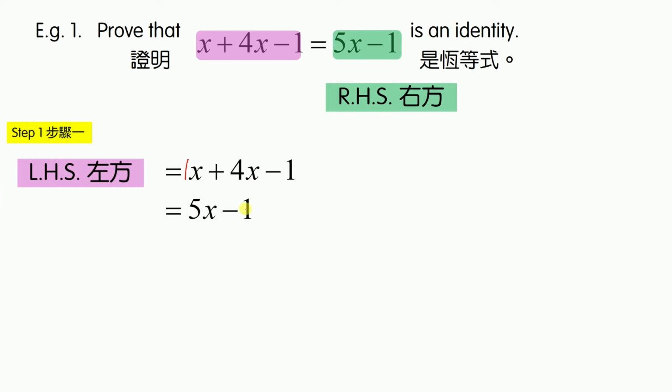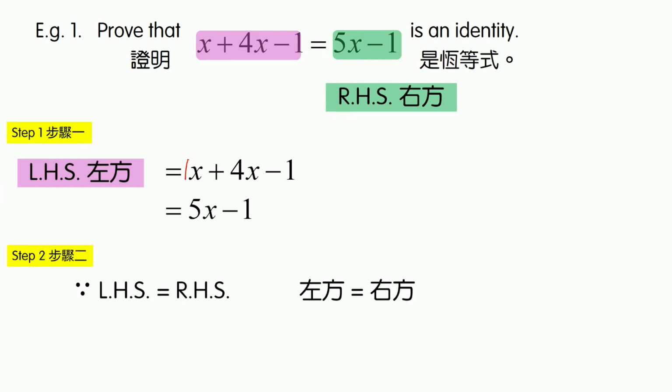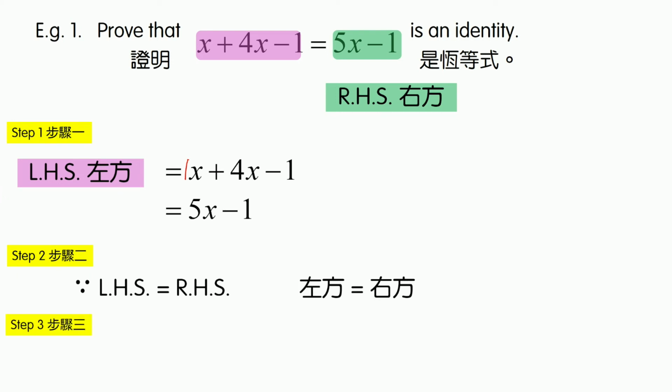5x minus 1. You can see that the left-hand side and the right-hand side are exactly the same. Then we can conclude, because the left-hand side equals the right-hand side, therefore x plus 4x minus 1, we add a line to show that it is an identity. It is identical to 5x minus 1. This is an identity.